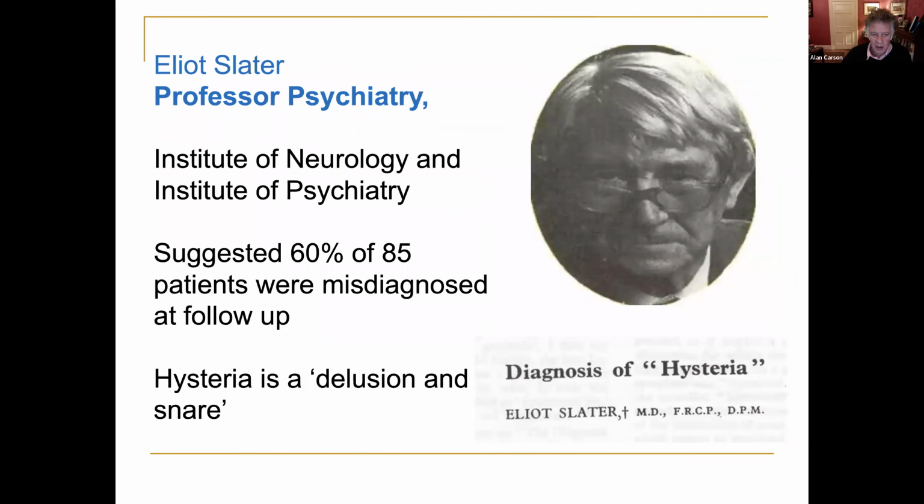We then move forward to what for psychiatry was certainly an interesting era under Elliot Slater, whose famous paper, Diagnosis of Hysteria, suggested anywhere between 60 to 80% of patients were misdiagnosed at follow-up. He concluded hysteria was a delusion and a snare, and really started off this idea that hysteria was an unreliable diagnosis and everyone ended up with some undiagnosed condition. If you actually read the paper, to be honest, it's a very poorly written paper, very hard to understand the statistics and exactly what he's saying.